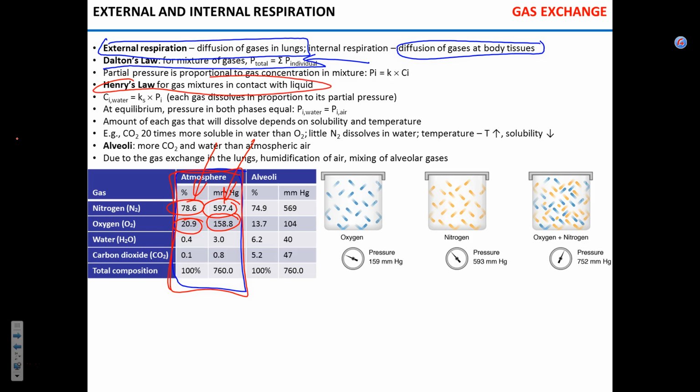Henry's law describes the behavior of gases in contact with water, and it postulates that the concentration of a gas in the water is proportional to the gas partial pressure over the water. Now this has a really important implication for us.